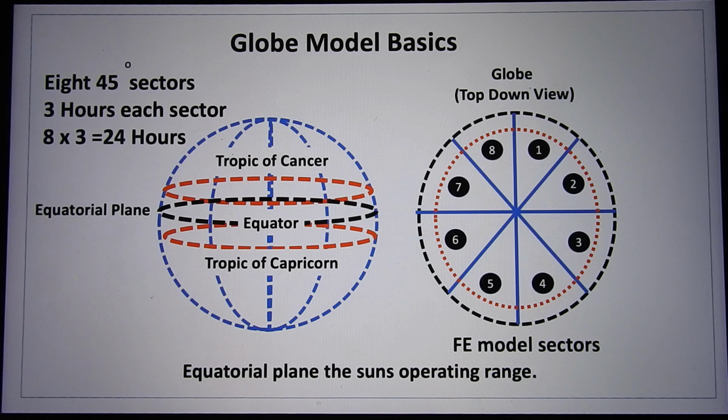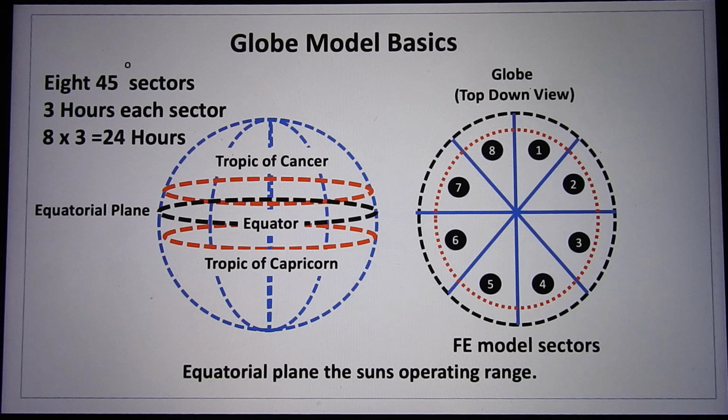Again, the breakdown for the globe model: we have the sun's operating range, the equator at the center, the Tropic of Cancer in the north, and the Tropic of Capricorn in the south. Eight 45-degree sectors. Eight times three being 24 hours, each sector being about three hours in sun or orbital rotation time, to give us 360-degree coverage. And again, that's the sun's operating range, the tropics.